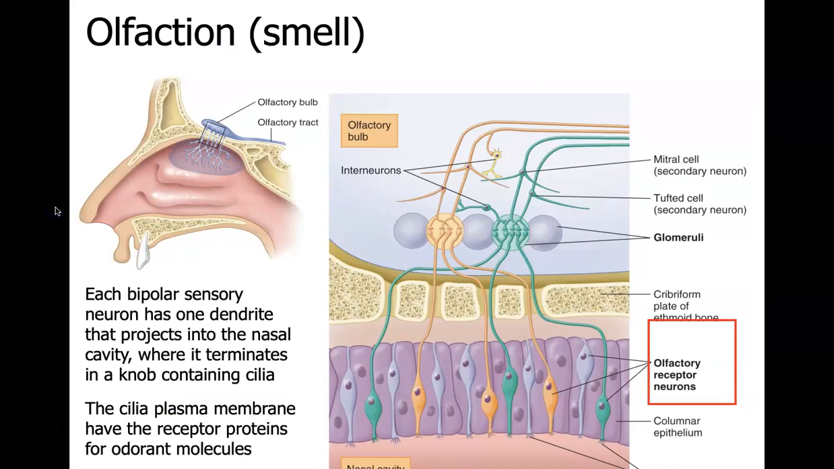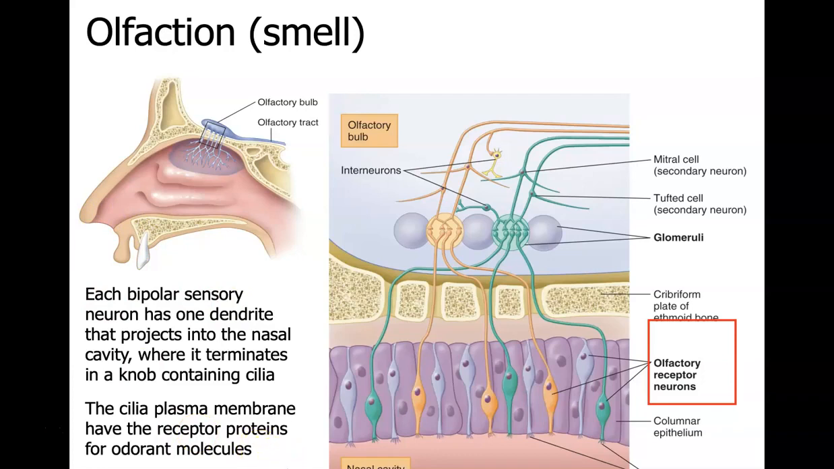Okay, let's talk a little bit about smell. Gustation is one of our chemical senses. Smell is the other chemical sense. In olfaction, each bipolar sensory neuron has one dendrite that projects into the nasal cavity, where it terminates in a knob containing cilia. The cilia and plasma membrane have the receptor proteins for odorant molecules.